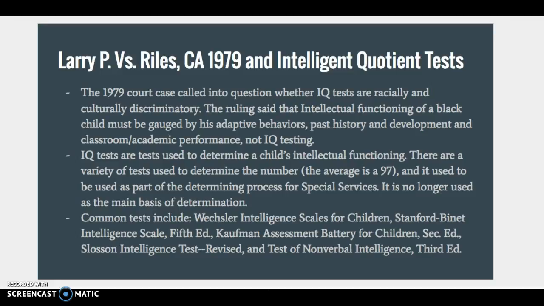And an example of IQ issues with court cases: Larry P. versus Riles, California in 1979. This court case called into question whether IQ tests are racially and culturally discriminatory. And the ruling said that the intellectual functioning of a black child must be gauged by his adaptive behaviors, past history and development, and classroom performance and academic achievement, not just the IQ testing.